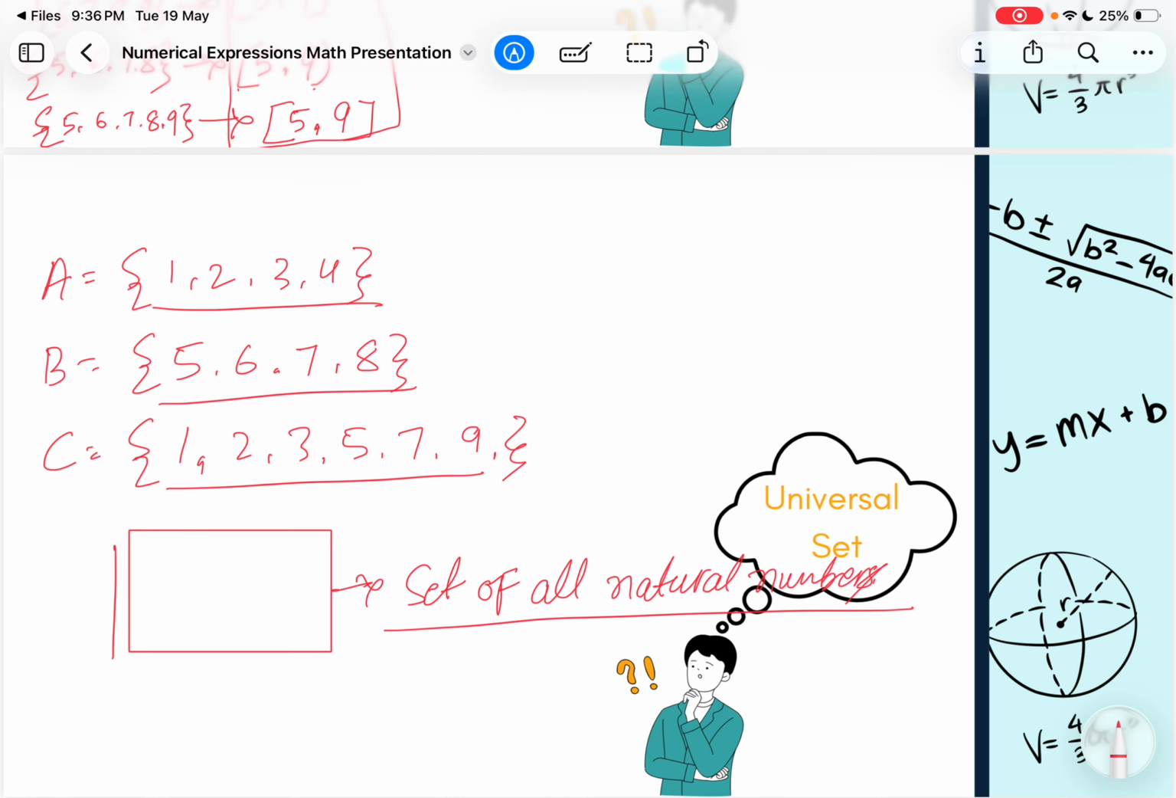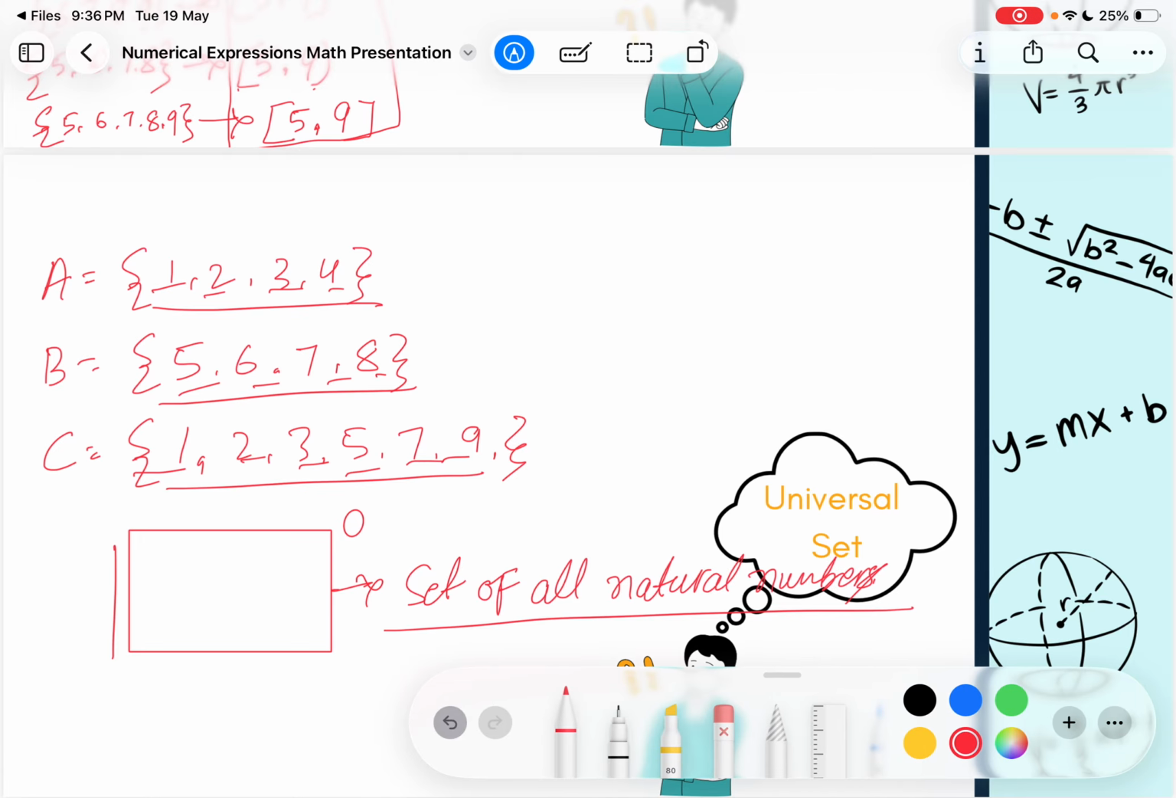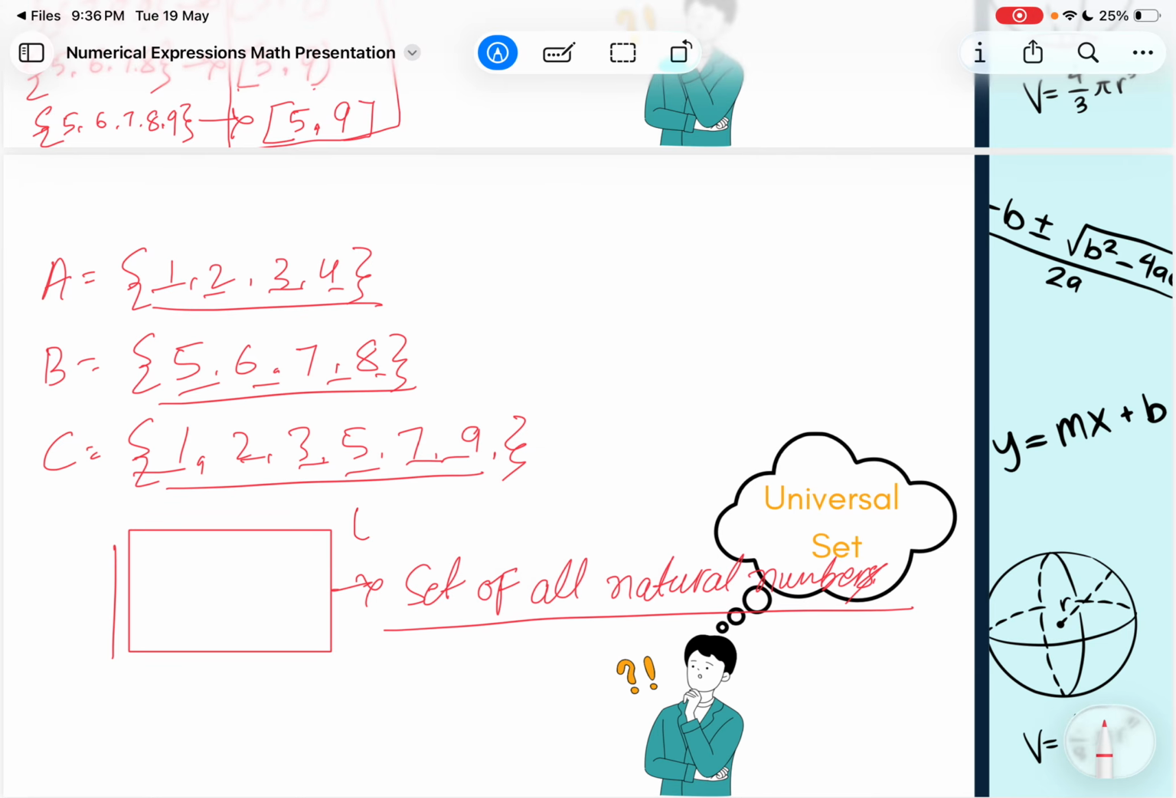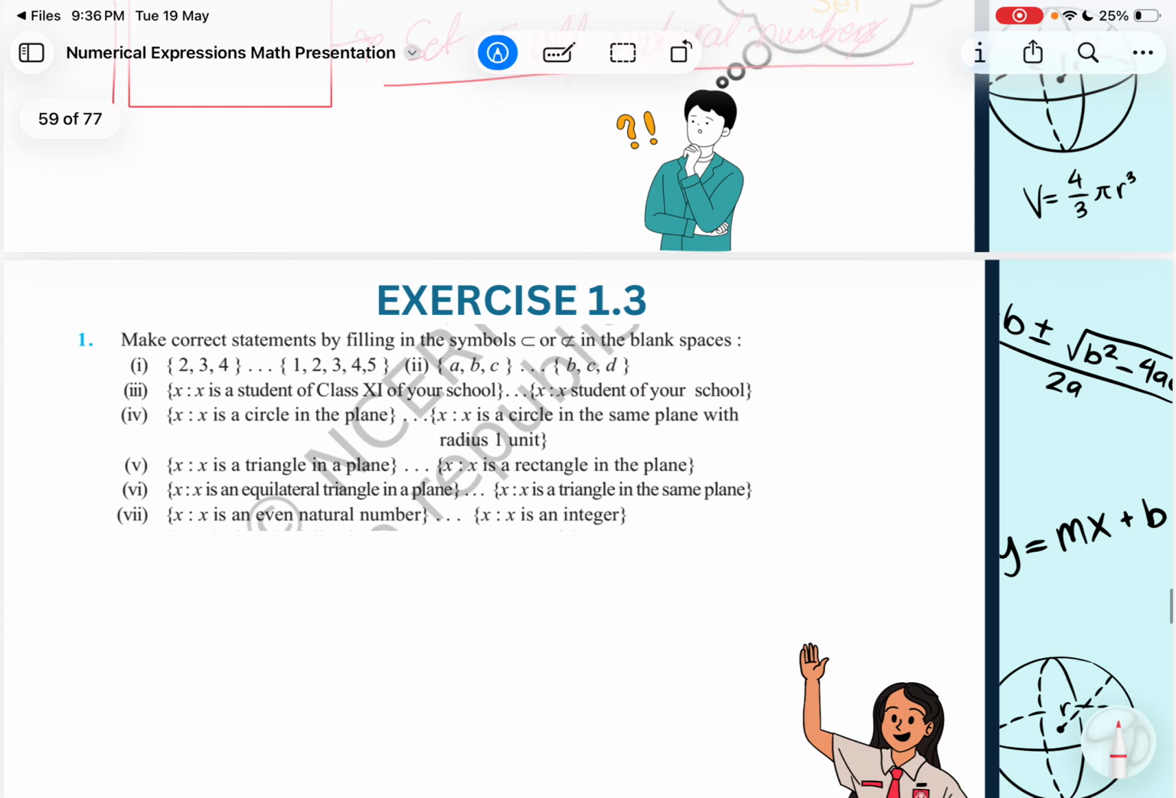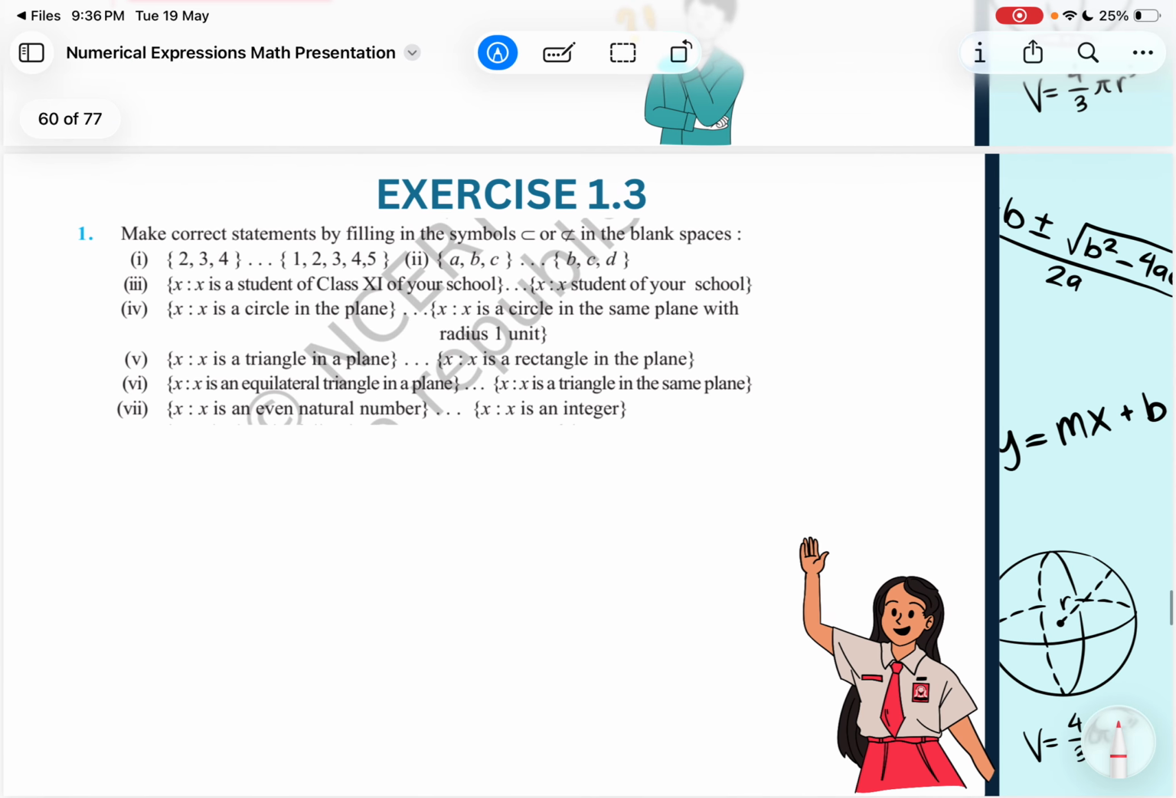Okay, so the set of all natural numbers. All these are the natural numbers. Okay, and this set is called the universal set, which is represented with U. Now we will start solving the exercise.